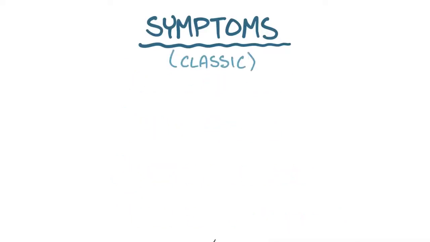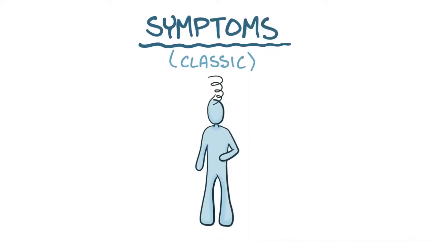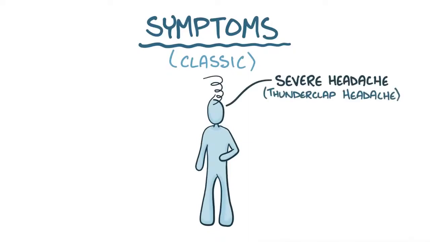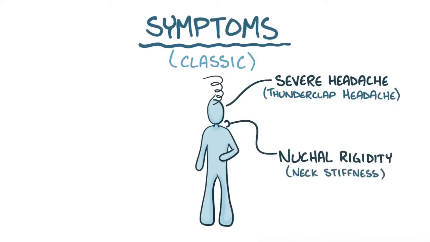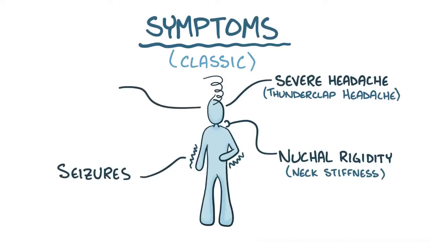The classic symptom of a subarachnoid hemorrhage is the sudden onset of a severe headache called a thunderclap headache. It's often described as the worst headache a person has ever had. There's also something called nuchal rigidity, or neck stiffness, which is caused by the blood irritating the meninges. Occasionally, people can develop seizures and symptoms of increased intracranial pressure like vomiting, vision changes, and general confusion.